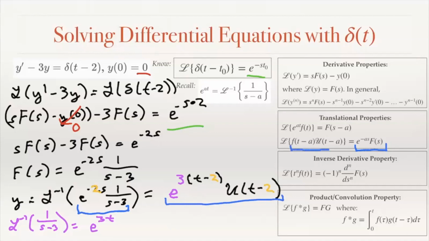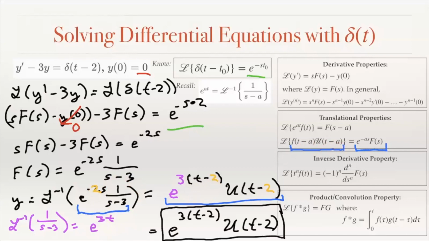using that it's f of (t minus a) times unit step of t minus a, where little f is the inverse transform of 1 over s minus 3, which is e to the 3t. So we replace that t with our t minus 2 due to that 2 there, and we have that. And we solve the differential equation.